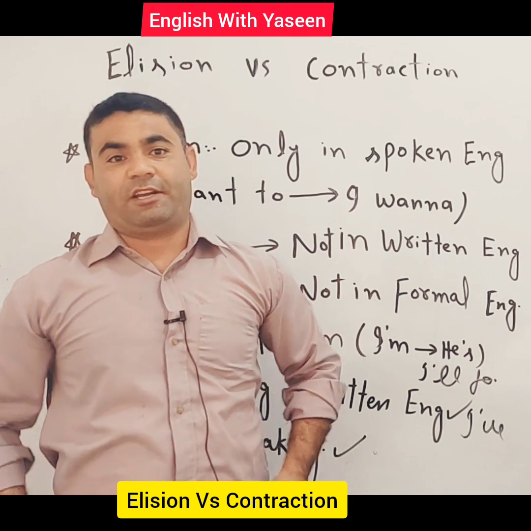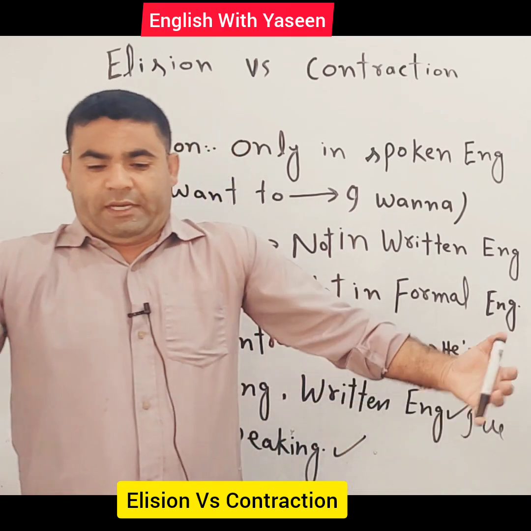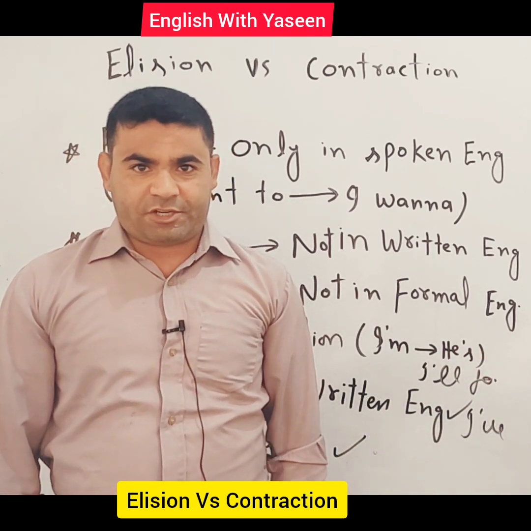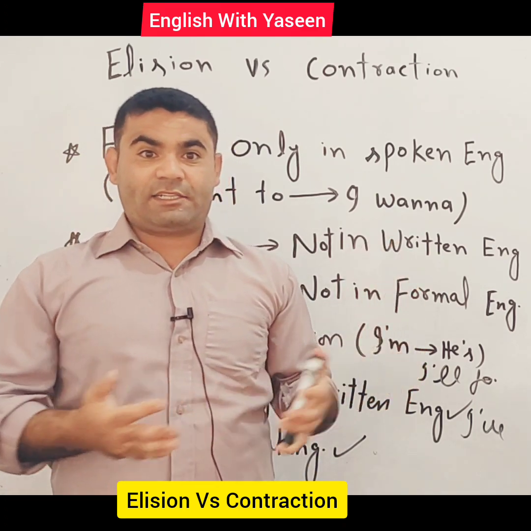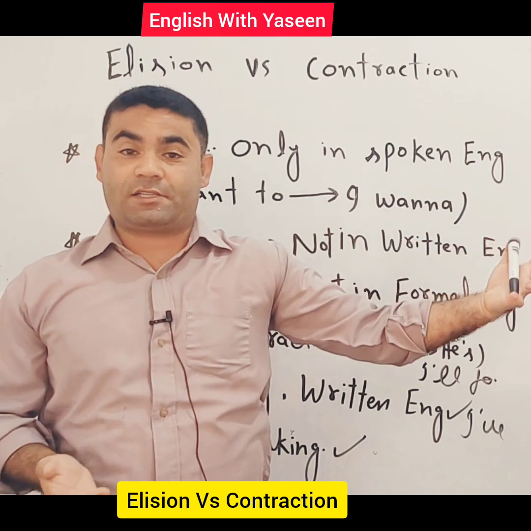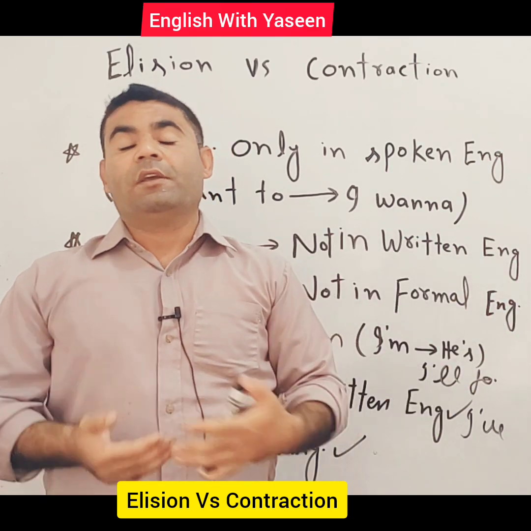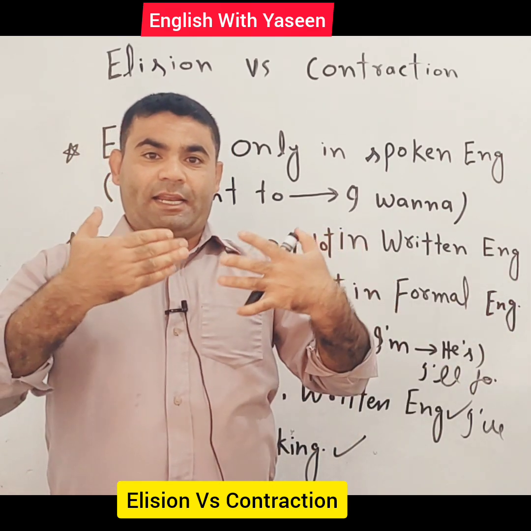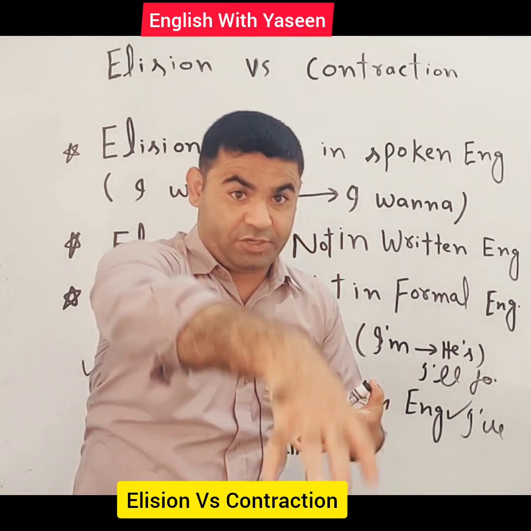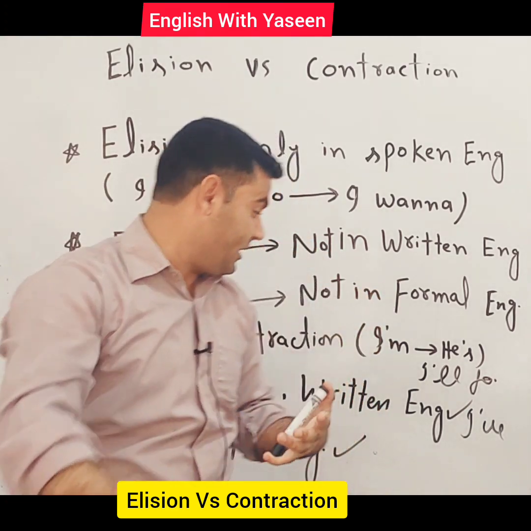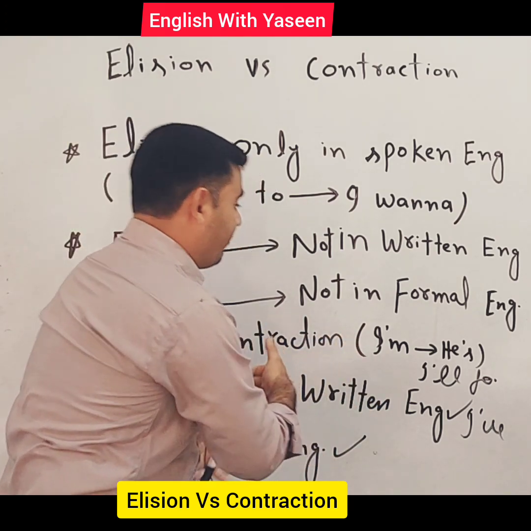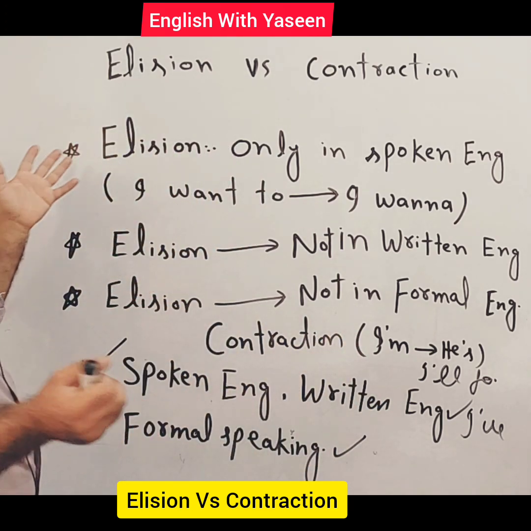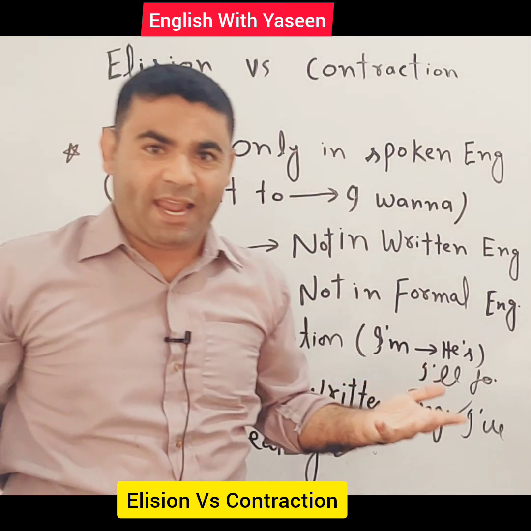For example, if you're delivering a speech, you can say, I'll become a doctor, I'll serve my people, I'll do that, or he's coming, he's not coming, or he isn't coming. You can practice contraction in spoken English, written English, and formal English. So that's what we had here today.